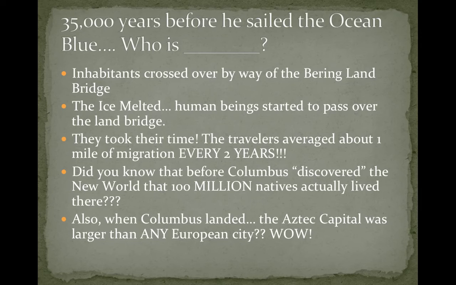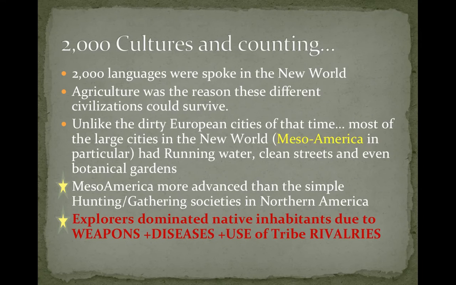The other thing you have here is, did you know that before Columbus discovered the New World that there were how many natives? How many natives did you just write down? 100 million. Circle it. There were 100 million natives, and literally when he landed, the Aztec capital was bigger than any European city, and it was definitely more beautiful. Next slide. Pause.